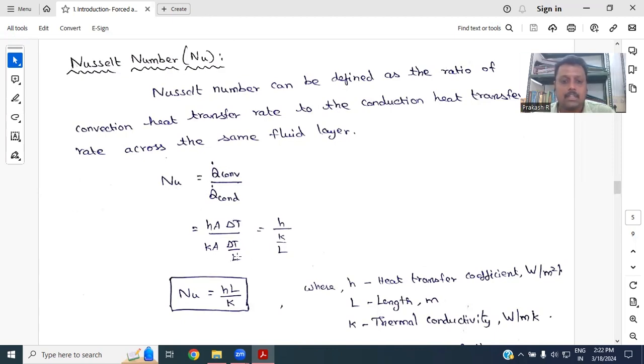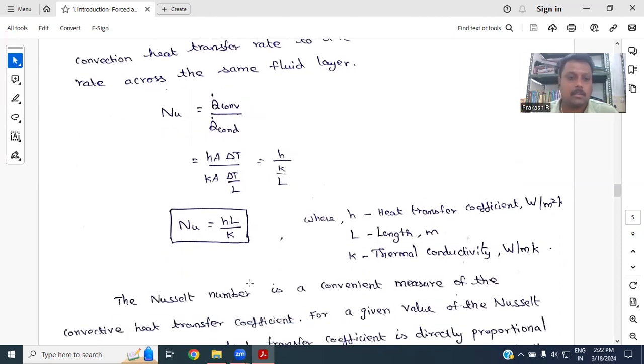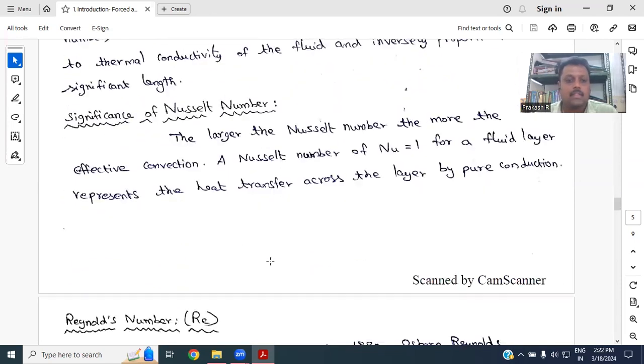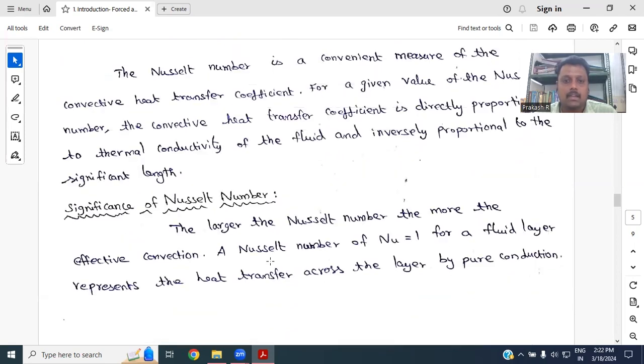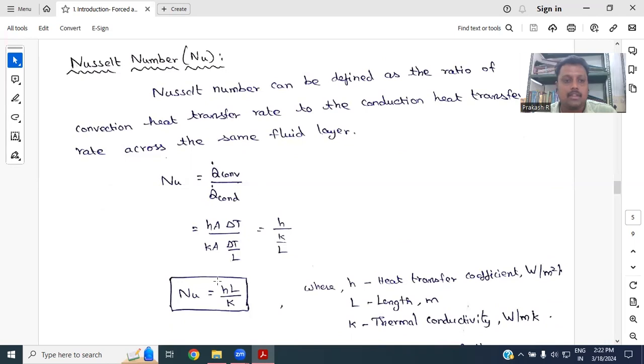By substituting these equations and cancelling the common parameters, the final equation of the Nusselt number is hL by k. This hL by k is the Nusselt number formula when we are dealing with a problem on flow over plates. When we are solving problems on cylinders or spheres, the formula becomes hD by k. So what is the significance of the Nusselt number? In order to know the fluid properties and also the heat transfer coefficient, we need to solve for the Nusselt number value.